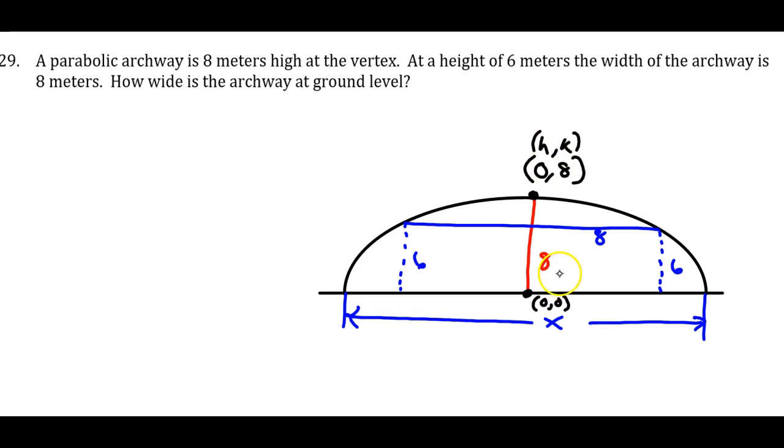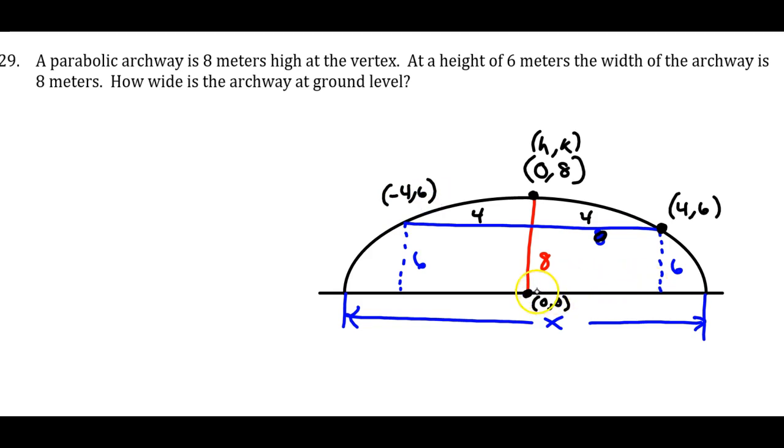And then I know the whole length of this is 8. So really this side is 4 and this side is 4 also. So this point right here is at (+4, +6). Once again, it's not drawn to scale. Obviously 6 is bigger than 4. And this is (-4, +6) also. And so that can help me as well.